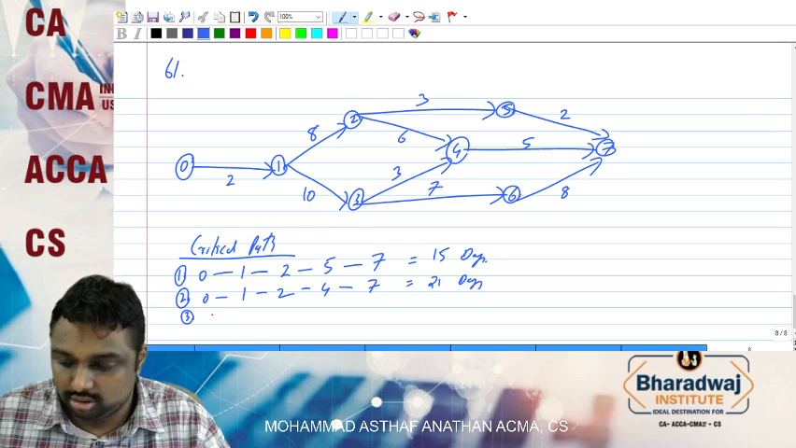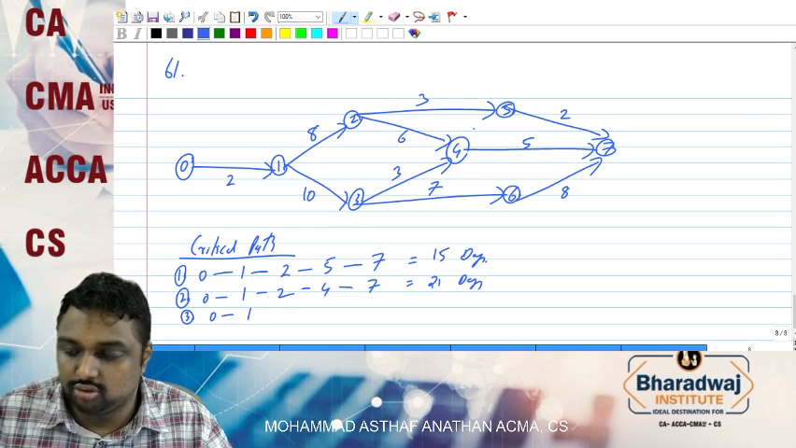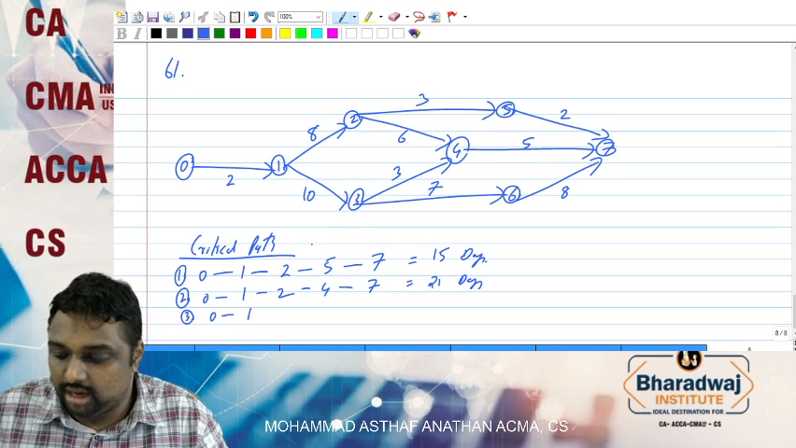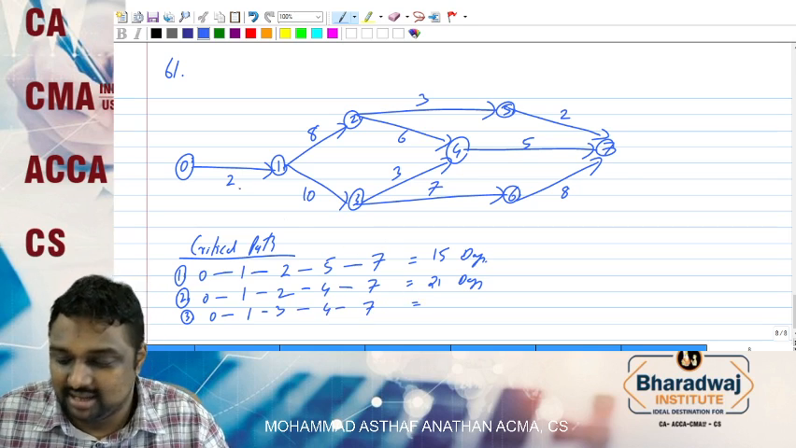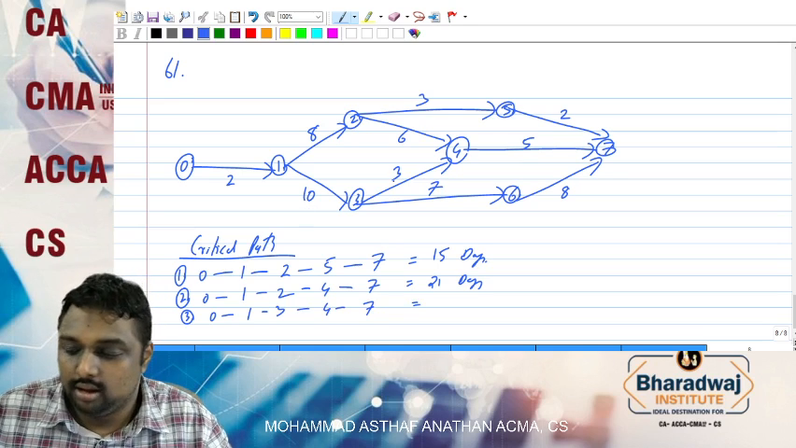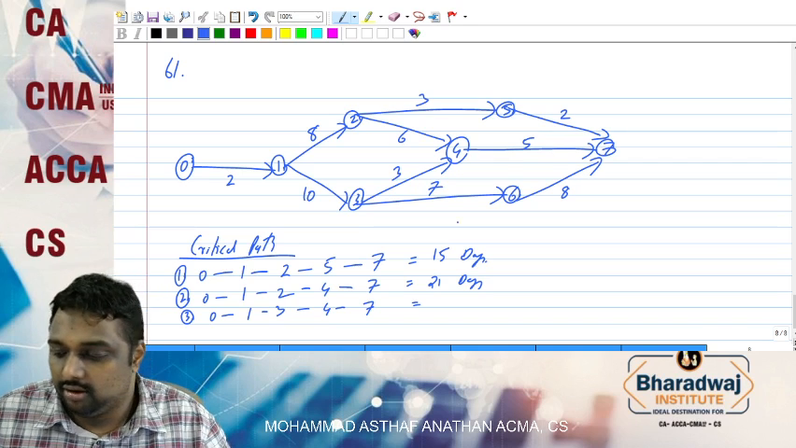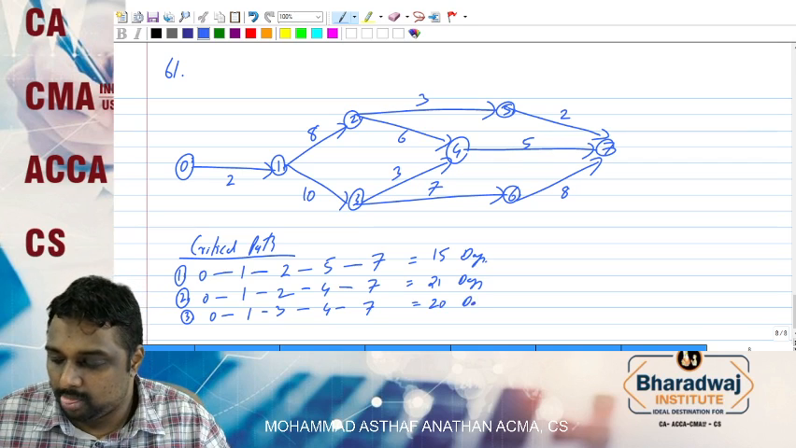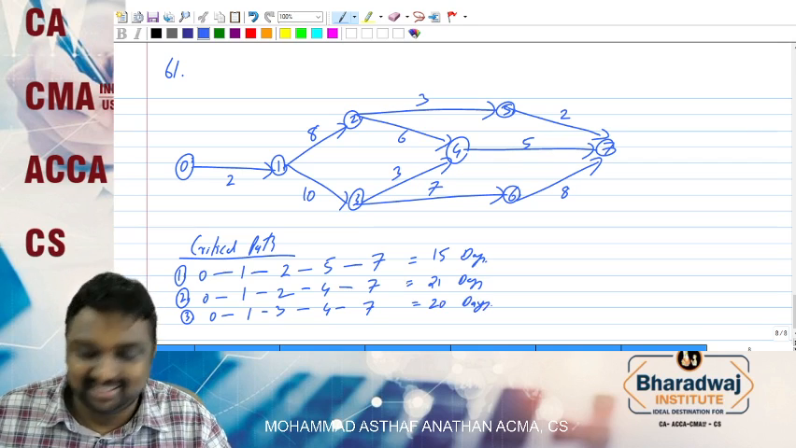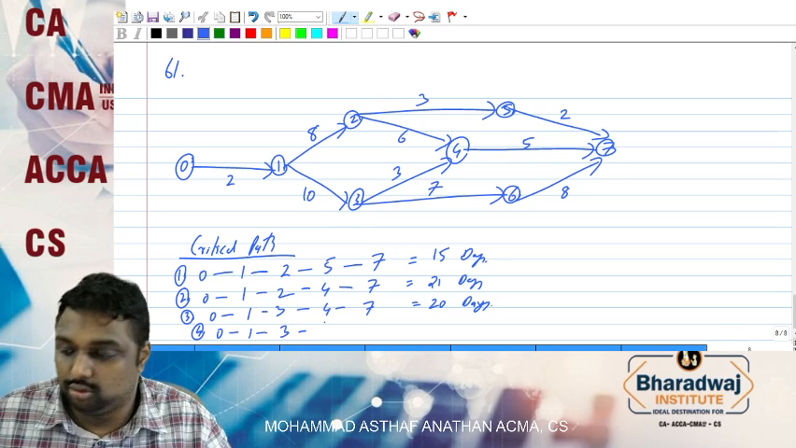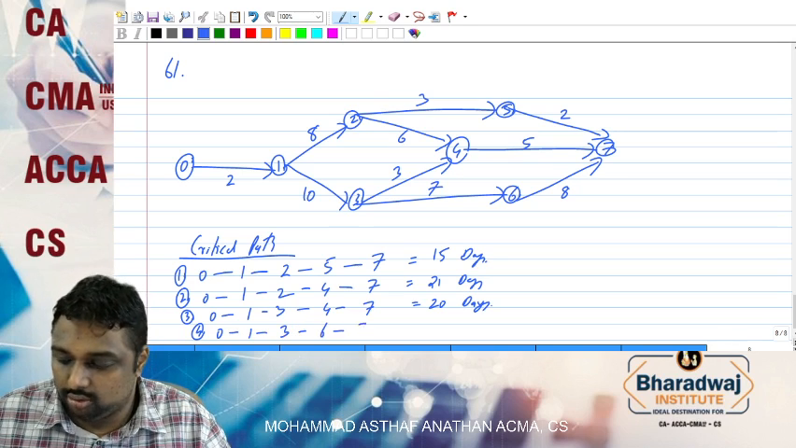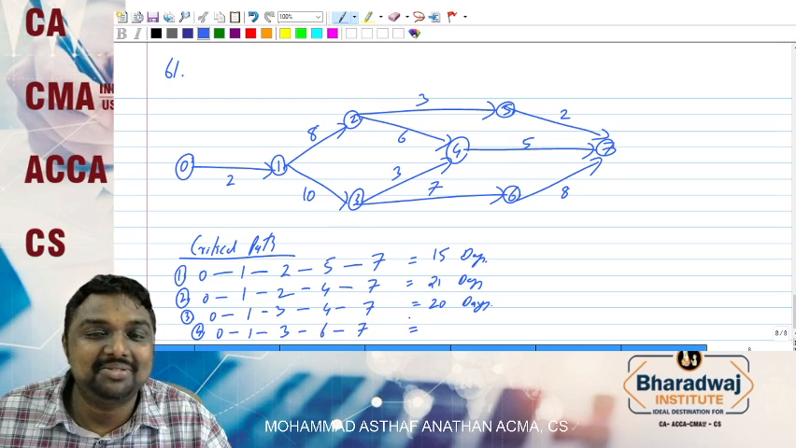Now, next route. 0 to 1. This route is already completed. So, we come back. 1, 3. Then 3 to 4, 4 to 7. How many days? 10 plus 2, 12. 12 plus 3, 15. 15 plus 5, 20 days. Next, 0 to 1, 1 to 3, 3 to 6, 6 to 7.